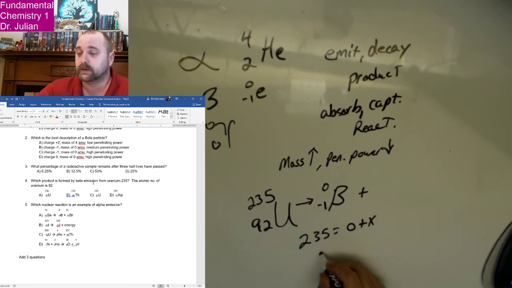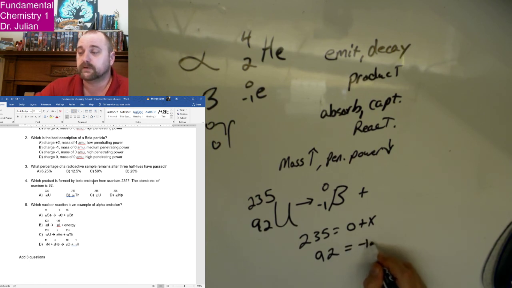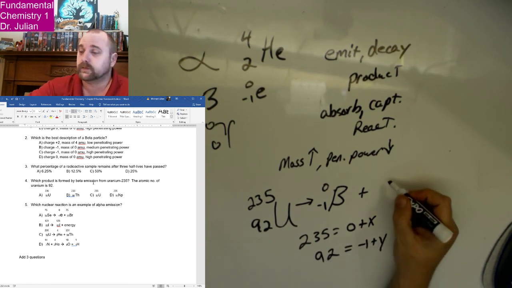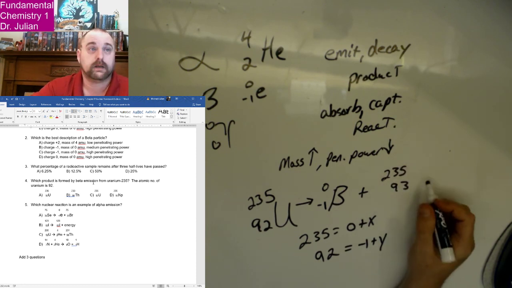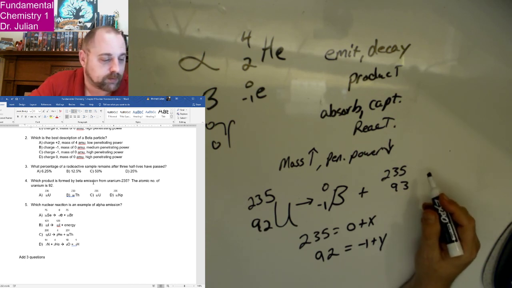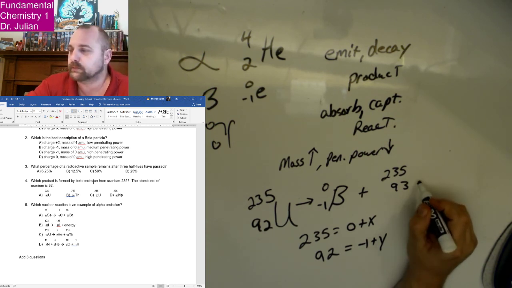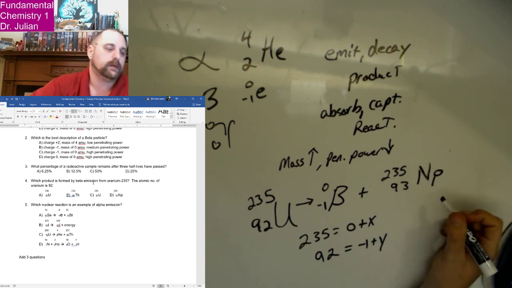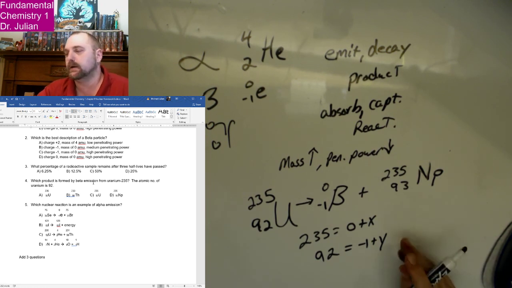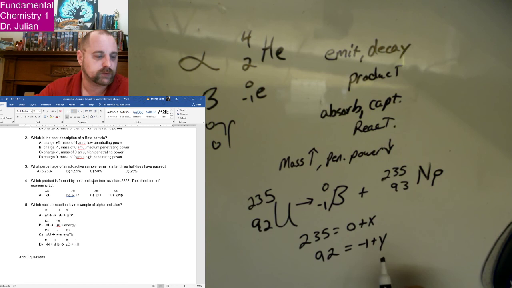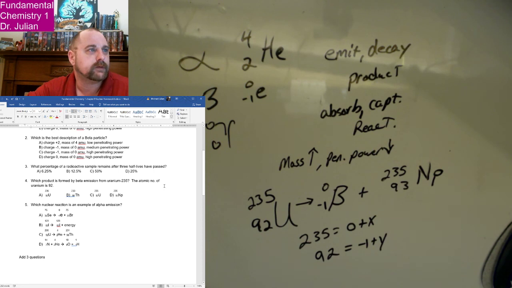A lot of people mess this up because this next one, 92, is -1 plus y. So this will be 235 and 93. And then I come over here and I figure out what 93 is, and that's Neptunium. NP. Neptunium. It's out past Uranus, right? So uranium, Neptunium. All right. Okay, so then we get. Oh, they even told us the atomic number of uranium is 92, and that gave us so Neptunium D.